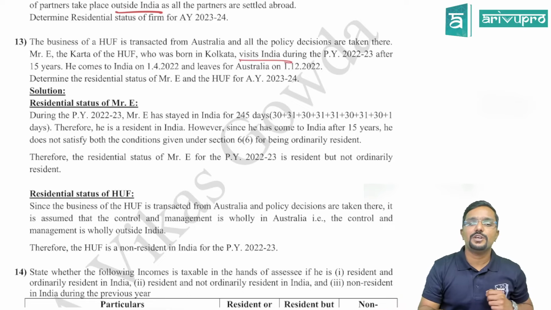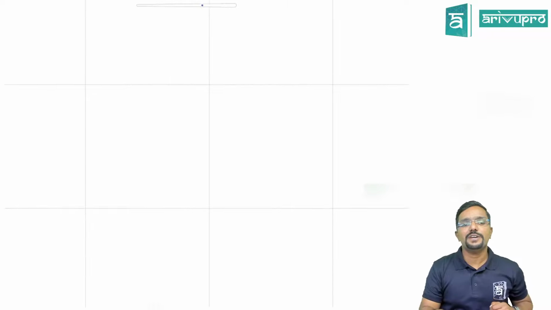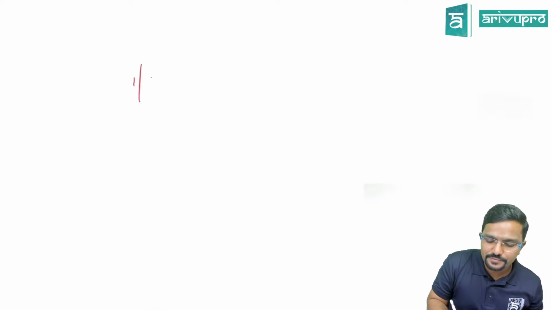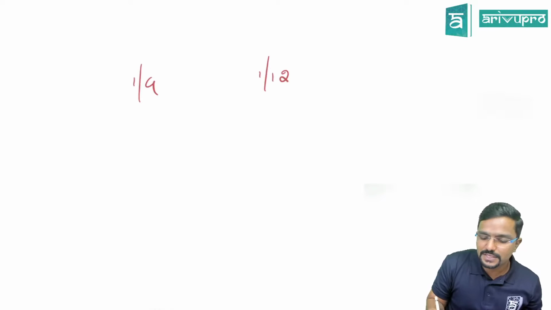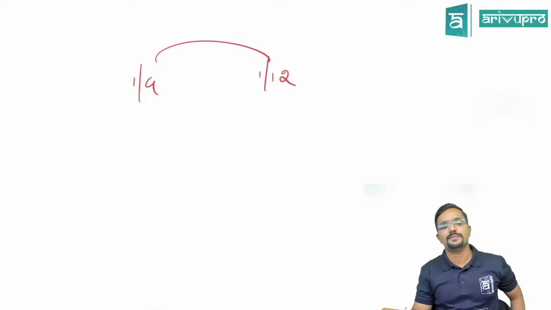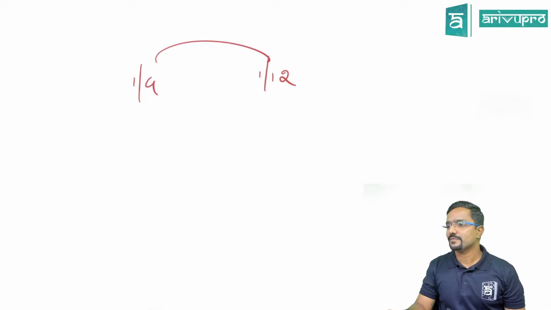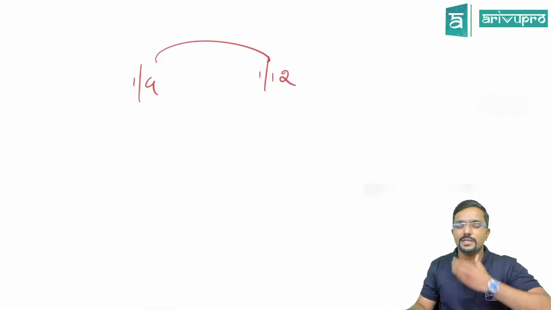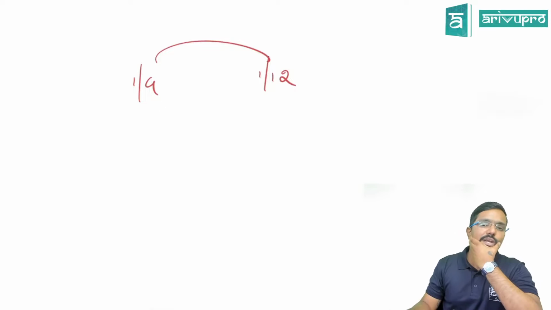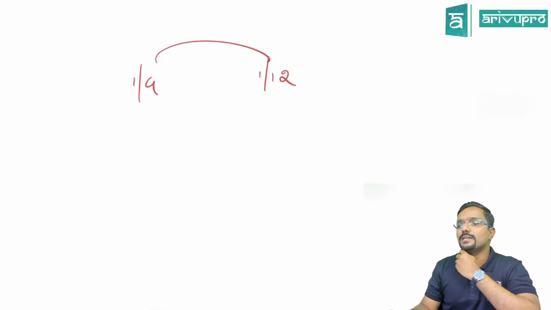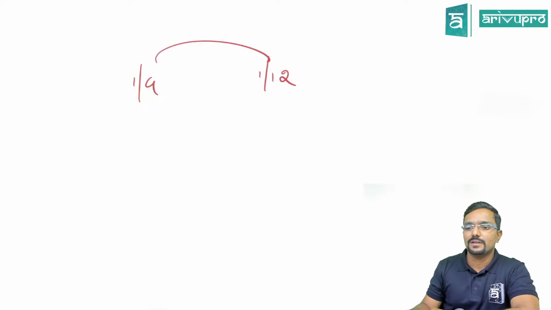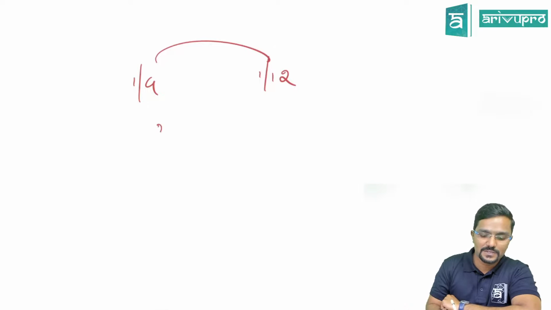Come on, guys. HUF is straight away non-resident. Then you need not check whether ordinary or not ordinary also. Now coming to the individual, who is a Karta. So he is coming on 1st April and going on 1st December. How many days? Come on, quickly. Include both the days. Date of arrival and date of departure, both have to be considered to be in India. Kirtana, do it. 275. Any other answers?